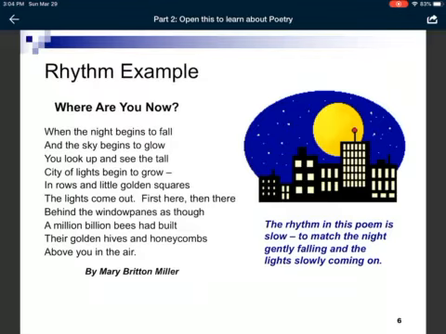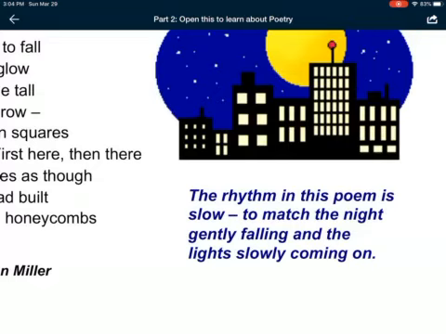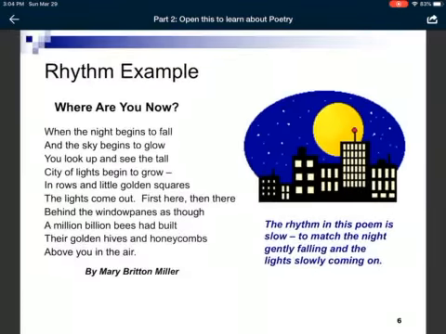So this one is called Where Are You Now? It's by Mary Britton Miller. The rhythm in this poem is slow, to match the night gently falling and the light slowly coming on.